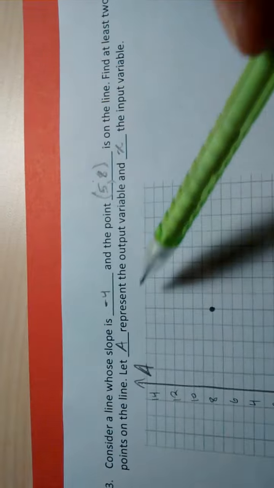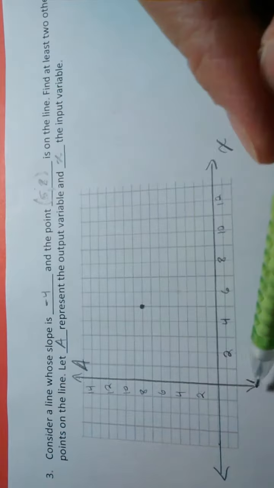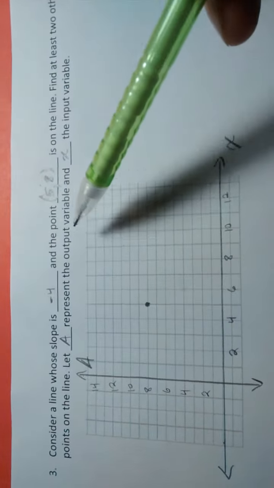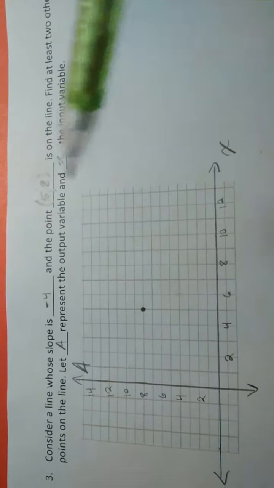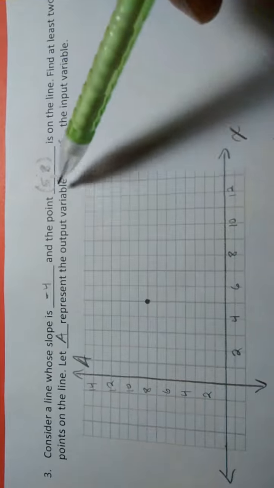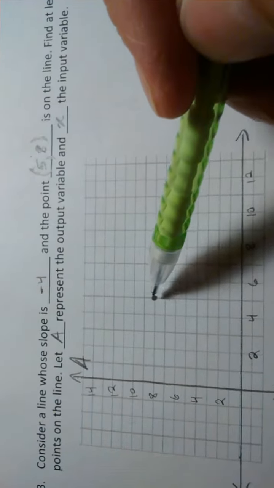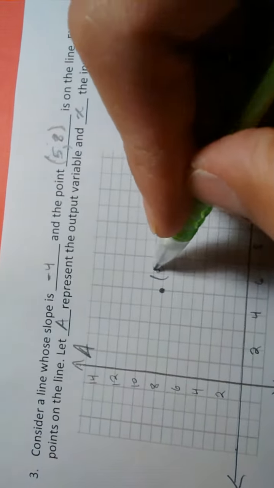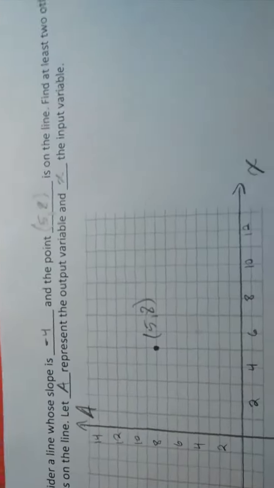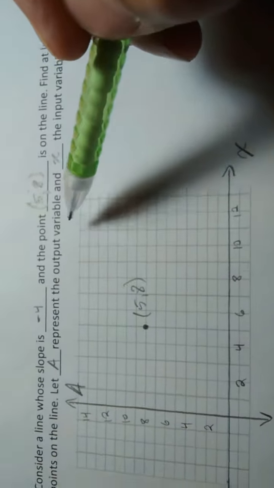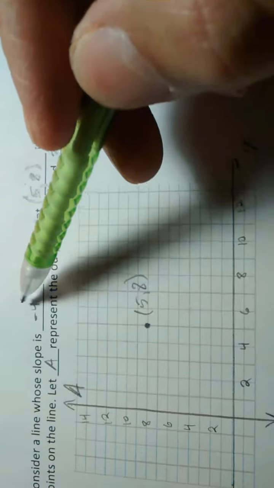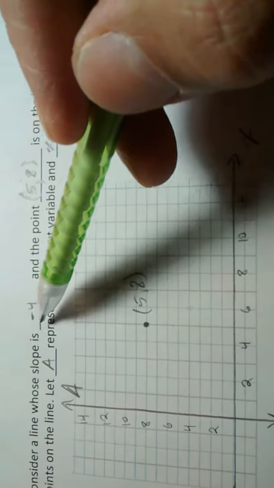Let A represent the output variable, so I've labeled my output axis here appropriately, and X the input variable, so that's my x-axis here. And notice my scaling, so (5, 8) is right there. So I'm going to label that. And the goal here is to determine another point or several points on the line using just that information. Well, this information tells us a lot.